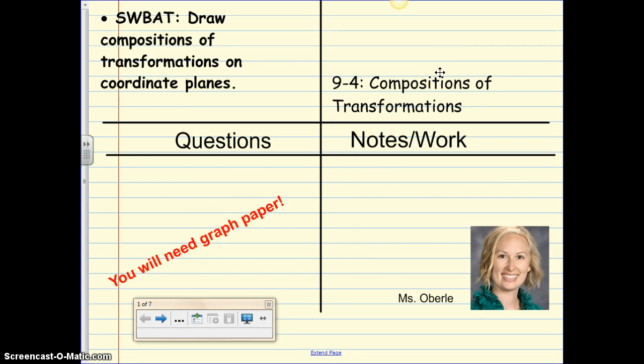By the end of this lesson, you will be able to draw compositions, which is just a fancy way of saying more than one transformation. So you'll be able to draw those compositions of transformations on coordinate planes. And because of this, you will need some graph paper. So please pause the video until you're ready to start with graph paper.